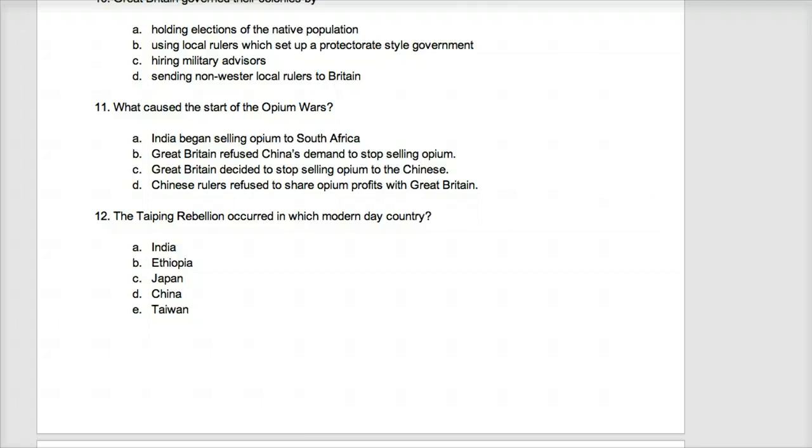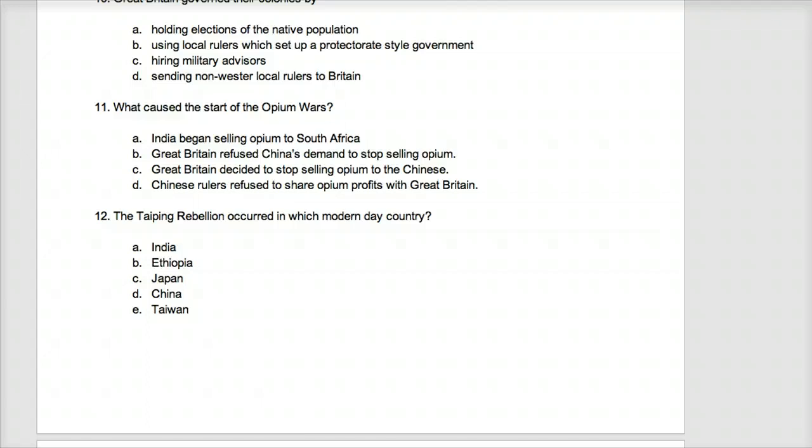11. What caused the start of the Opium Wars? A. India began selling opium to South Africa. B. Great Britain refused China's demand to stop selling opium. C. Great Britain decided to stop selling opium to the Chinese. Or D. Chinese rulers refused to share opium profits with Great Britain.